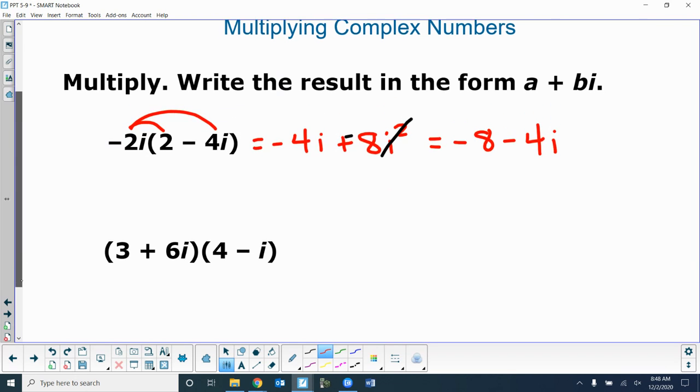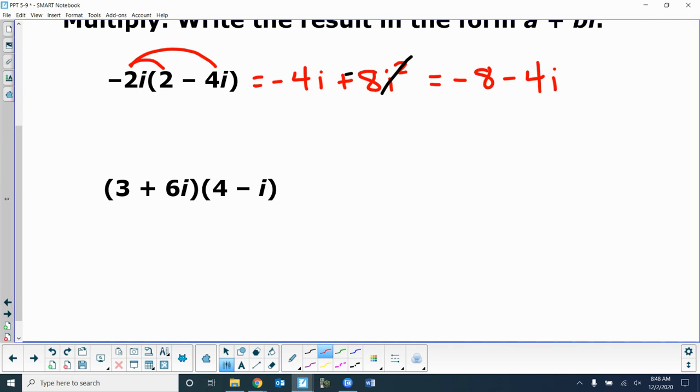Now I got 2 binomials. So what am I going to do here? We're going to FOIL, right? All right, Danny, go ahead. It'd be 12 minus 3i, and then plus 24i minus 50. Good. Any questions on how we got there?